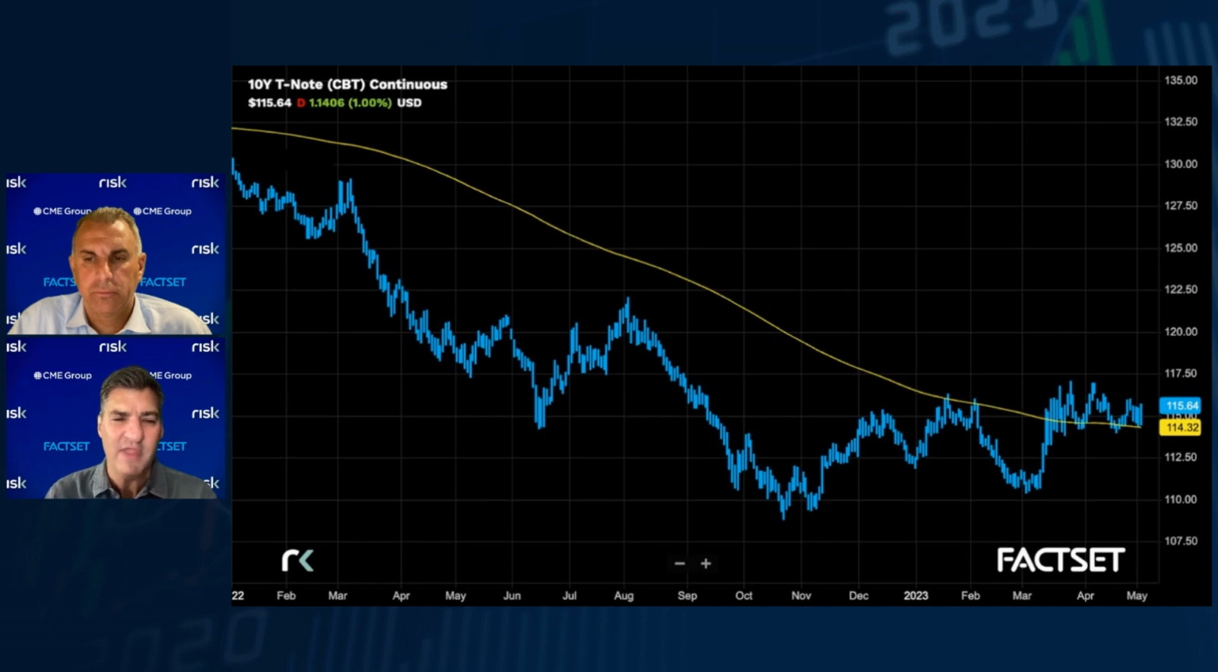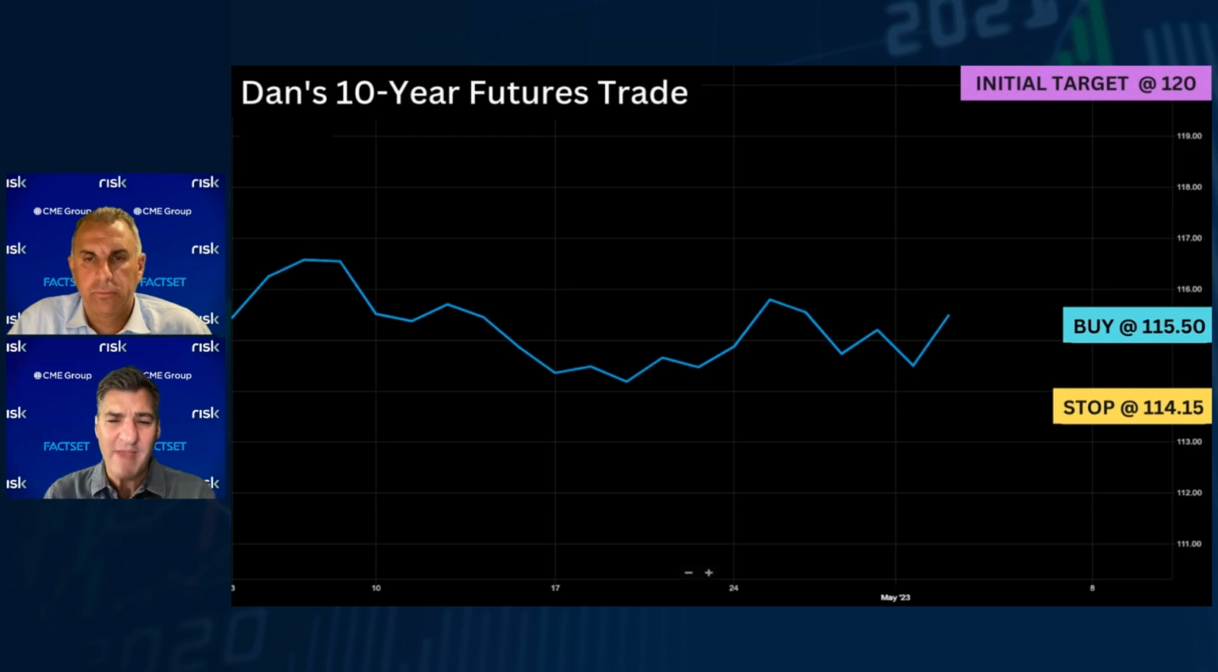So I'm going to stop it down there at 114.15, and I'm looking to play for a move back to 120, guys. So when I think about this trade idea here in the 10-year futures, I'm risking one to possibly make 3 or 4. I like the risk reward here, and I like the way it fits into my broader narrative about the macro, about the way the economy is slowing and how to express this.